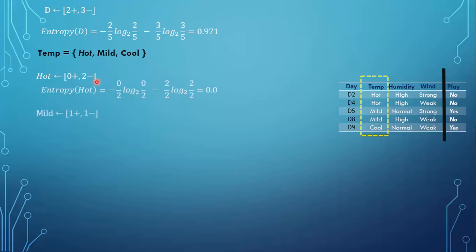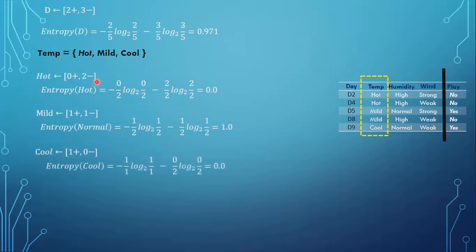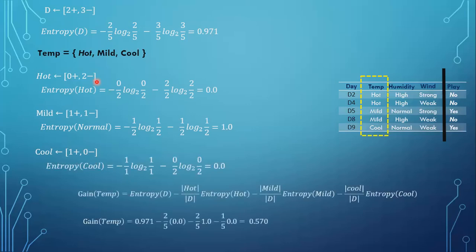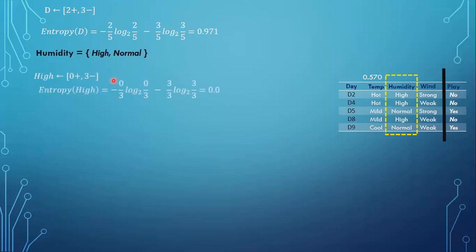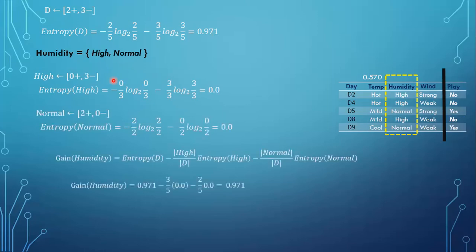For mild, we have 1 positive and 1 negative example, so the entropy is 1. For cool, we have 1 positive and 0 negative examples, so the entropy is 0. So the information gain is 0.570. Writing the 0.570 here, we will calculate the information gain of humidity. For humidity, we have high and normal as possible values. For high, we have 0 positive examples and 3 negative examples, and the entropy is 0. For normal, the entropy is also equal to 0. So the information gain is equal to 0.971.